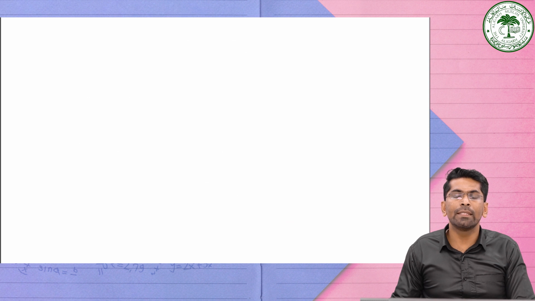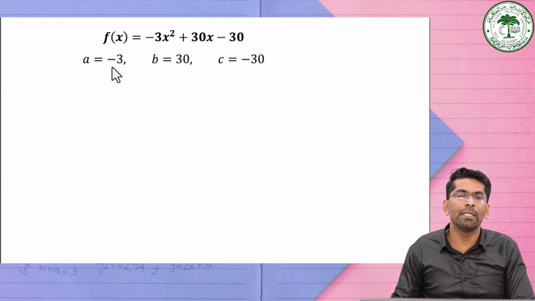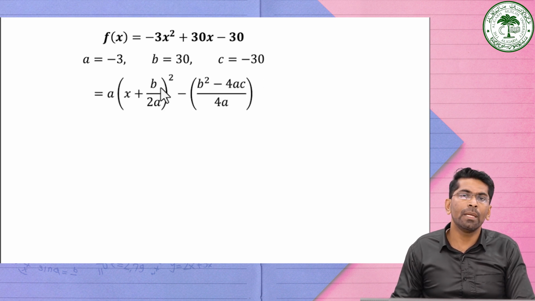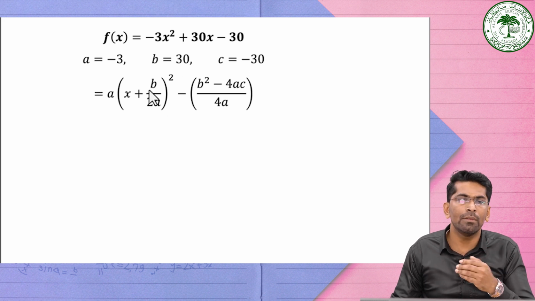Now let us consider one more example, that is the function f of x is given as minus 3x square plus 30x minus 30. So here we are finding a is equal to the coefficient of x square, which is minus 3, the coefficient of x, which is b, is 30, and the c term, that is the constant term, is equal to minus 30. Now we are going to consider the equation a into x plus b by 2a whole square minus b square minus 4ac divided by 4a. We know the values of a, b, c here. We are just going to substitute all these values in the given equation.